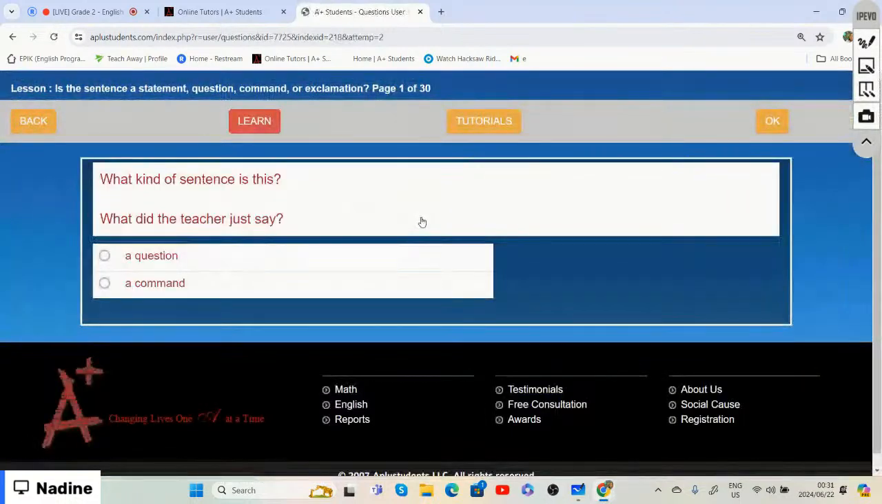All right, so we need to say if it is a statement, a question, a command, or an exclamation. What kind of sentence is this? It says, what did the teacher just say? And it ends with a question mark. Is it a question or a command? And yes, we would say this is a question.